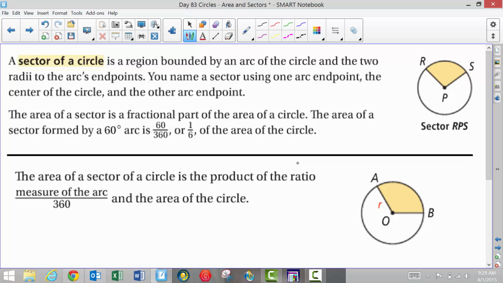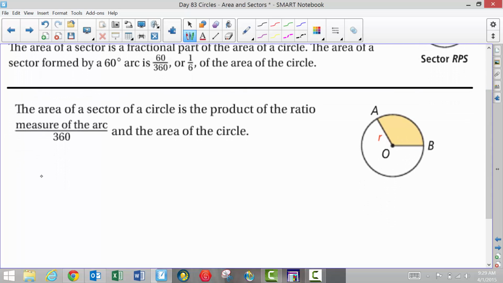You can also find a partial area of a circle, which is called a sector of a circle. I like to say the sector of a circle is a slice of pizza. So if you take a slice of pizza, you can find that area, which is called a sector. In order to find the area of the sector, in this case, the sector bounded by arc RS, which is the shaded region, I need to know the arc measure and the radius, or diameter.